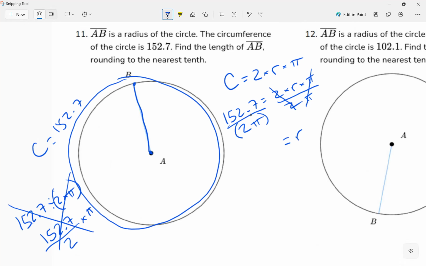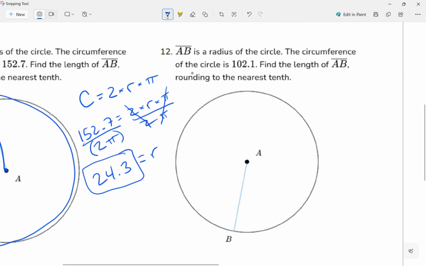If you can type it in as a fraction, the calculator I gave you guys in Canvas, you can type it in as a fraction. So I'm going to assume you can do that. 152.7 divided by 2 times pi. If you use the pi symbol, you're going to get 24.3. I rounded to one decimal place because it was 24.302. If you use 3.14, you get 24.315, which still rounds to 24.3. So in this case, it will not make a difference.